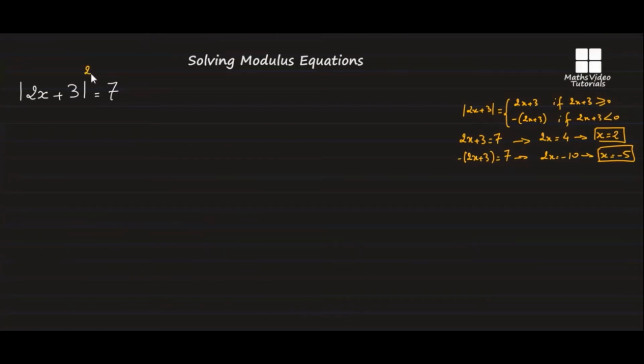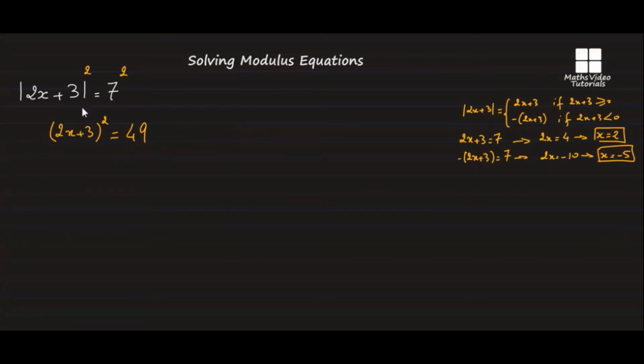So the second method consists of elevating each side of the modulus equation to the power of 2. Power of 2 here and power of 2 there, and we get rid of the modulus bar. So we'll have 2x plus 3 all squared equal 49. The reason this method works is because elevating to the power of 2 always returns a positive value, similar to the modulus function.